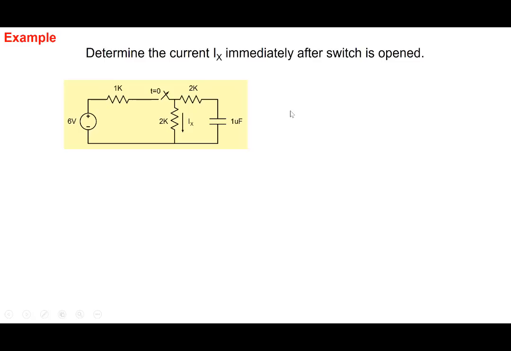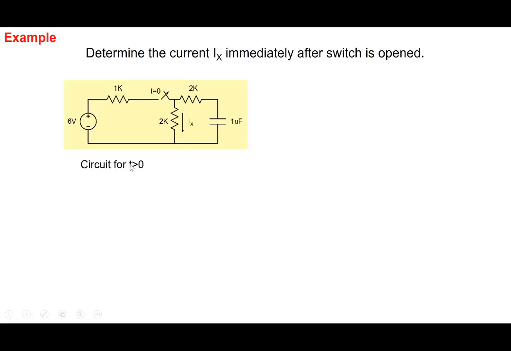All right, with this background, let's quickly look at an example and apply some of the concepts that we have learned. In this case, a circuit is given and we are asked to calculate the current Ix immediately after the switch is opened. The idea is that the switch is closed for a long time. In many of these problems it is implicit that before the switch is opened, it has been closed for a very long time for steady state condition to prevail. So we are asked to calculate Ix immediately after the switch is opened.